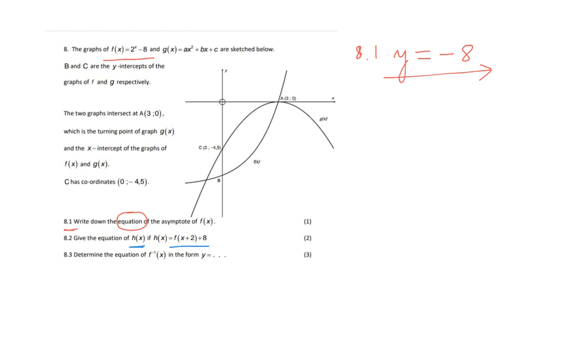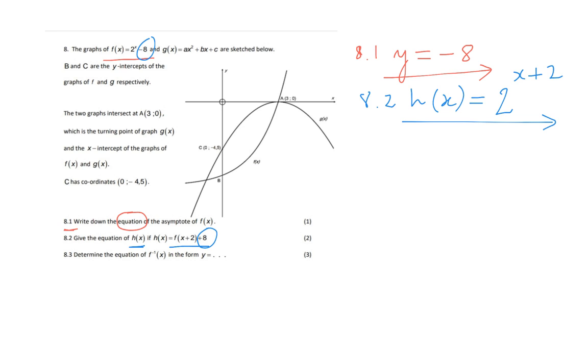8.2: give the equation of a function h, which is defined as f of (x plus 2) plus 8. Two ways of thinking about how this question can be asked. The way it is, it is just plain algebra. So the way they are asking us, we will just say h of x is, and everywhere where we had x, we will replace it with x plus 2. And since my function had minus 8, and I have to add plus 8 to it, that will simplify. So this will be the function h of x.